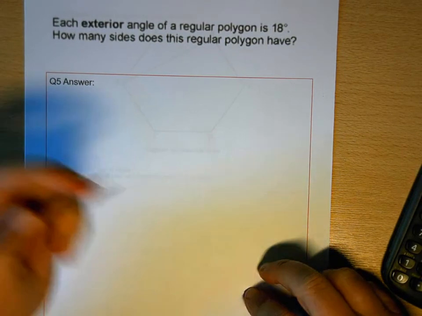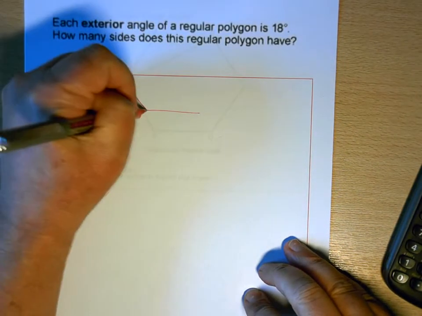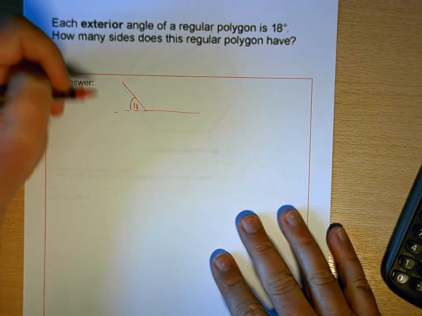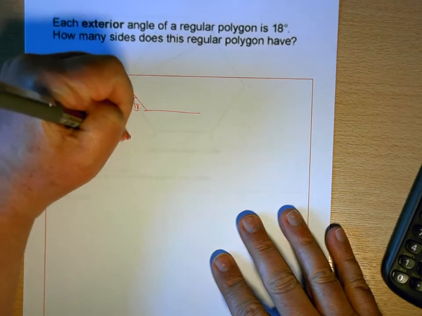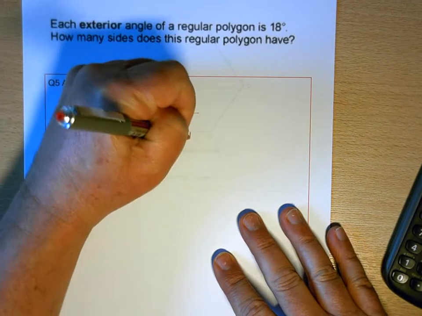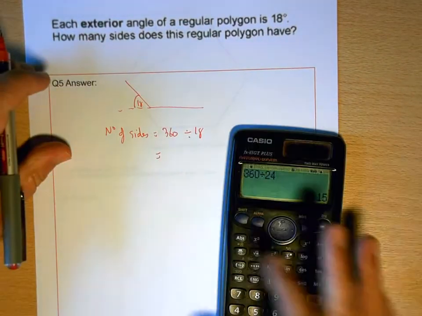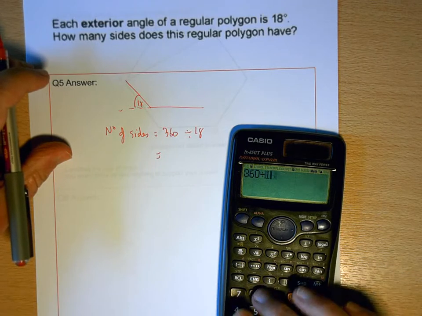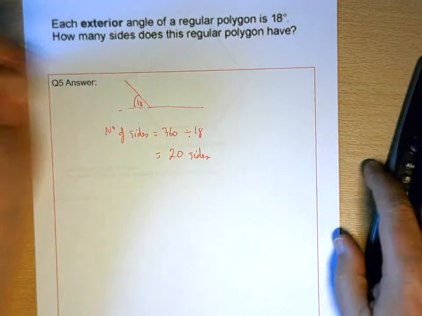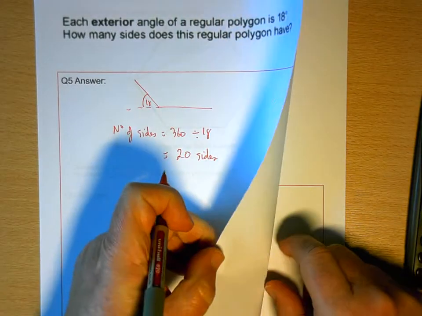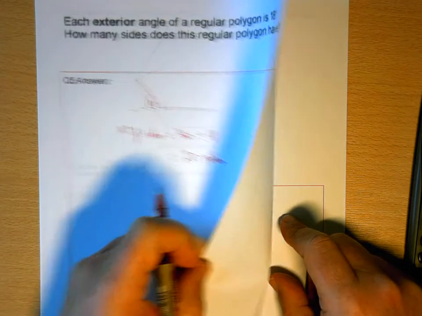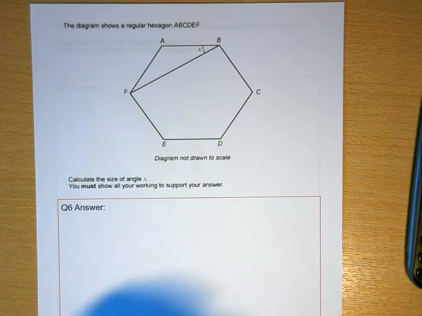Question 5. Each exterior angle again. How many sides does this one have? Number of sides equals 360 divided by 18. 20 sides. So hopefully you can see these are fairly repetitive questions. You're only going to be asked one of these, you're not going to be asked multiple, but if you can remember the relationship, it's easy marks. Okay.